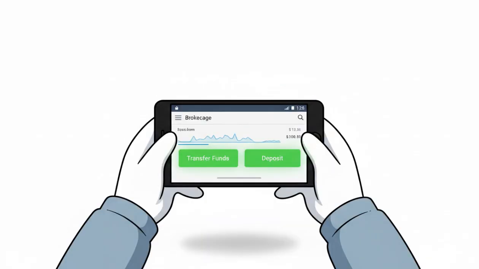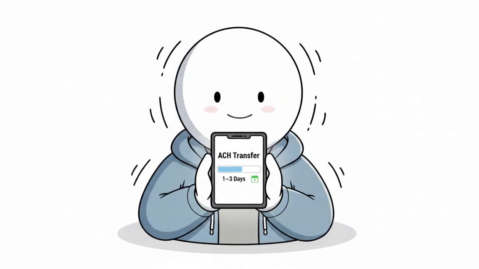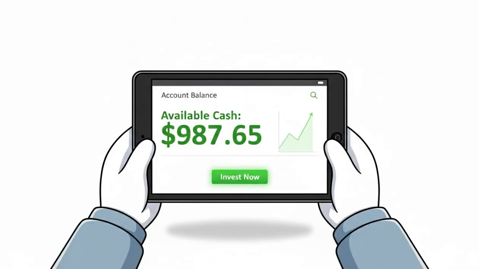Inside the platform, you will see an option such as transfer funds or deposit. You connect your bank account and initiate a transfer through ACH, bank wire, or sometimes debit card. ACH transfers usually take 1 to 3 business days. After the funds appear in your brokerage account as available cash, you are ready to invest.